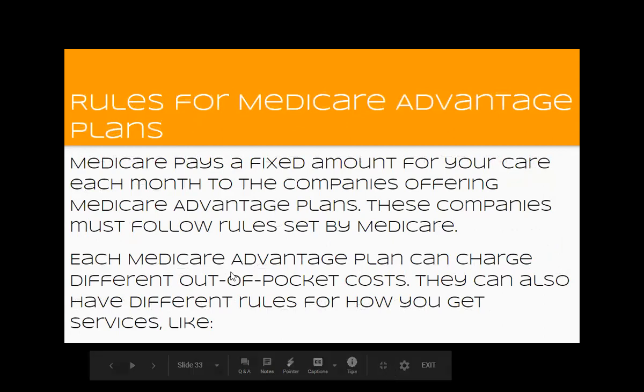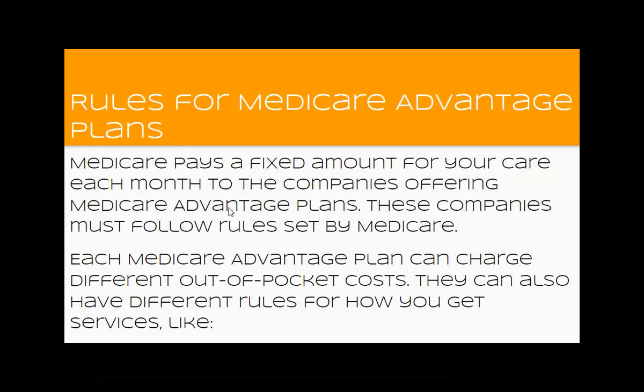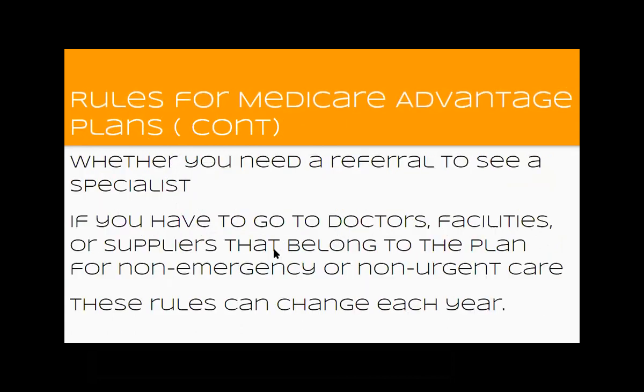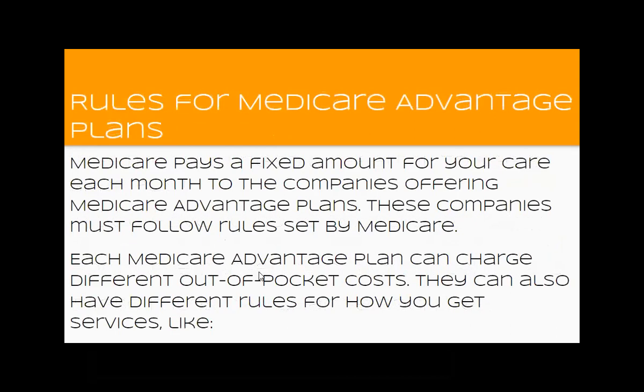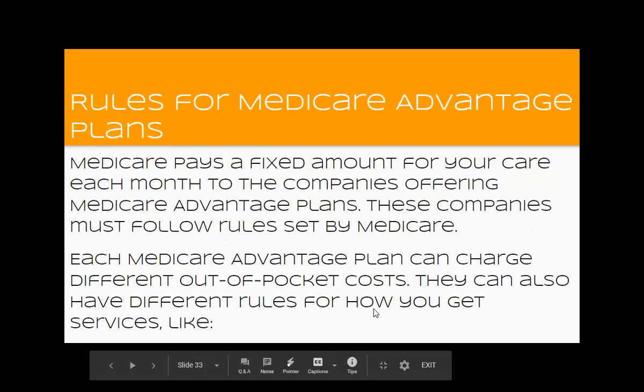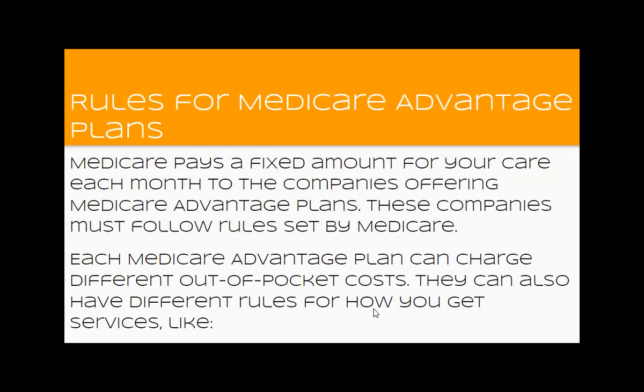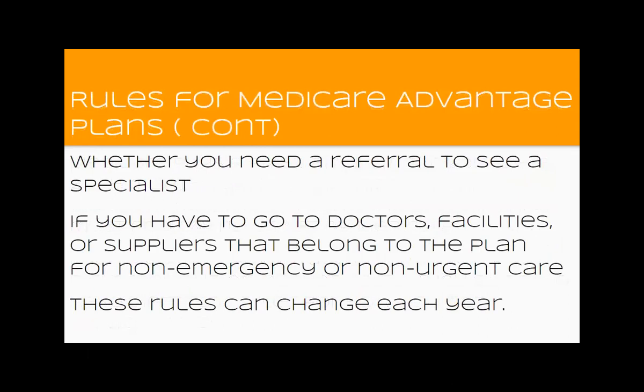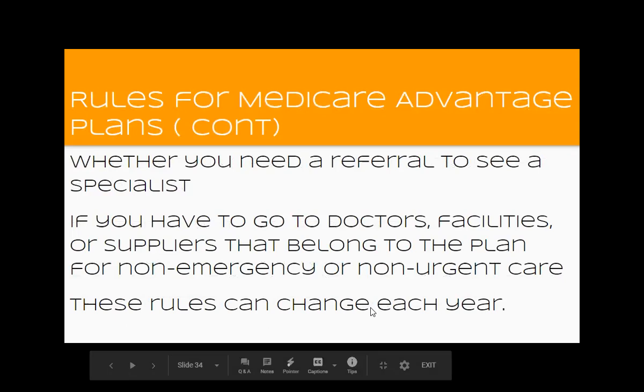Medicare pays a fixed amount each month to the company offering your Medicare Advantage plan, and these companies must follow the rules set by Medicare. Each Medicare Advantage plan can charge different out-of-pocket costs, so they differ from plan to plan. Whether you need a referral to see a specialist or need to have a PCP identified, all of that matters for your plan.